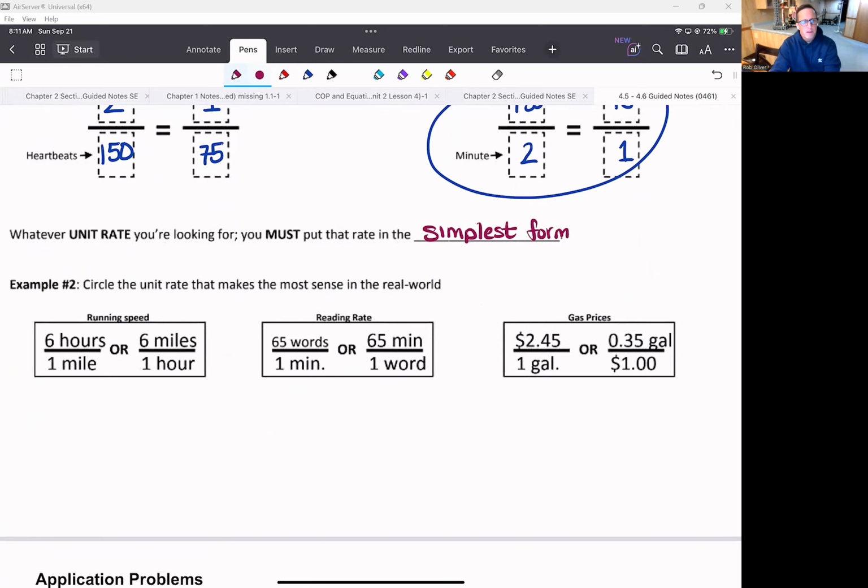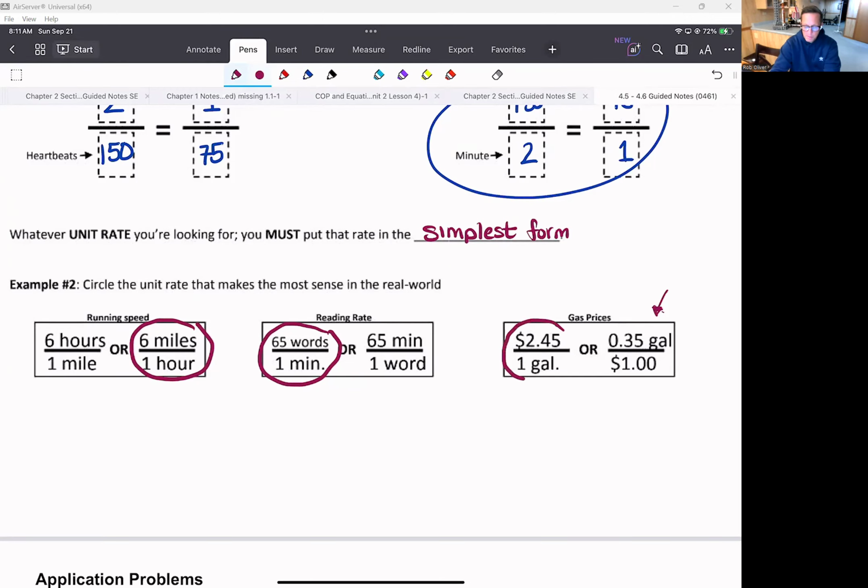All right, so running speed. It takes 6 hours for you to run 1 mile or 6 miles per hour. This probably makes more sense right here. Reading rate, 65 words per minute or 65 minutes for 1 word. Probably this right here. Gas prices, well, we all are familiar with that. $2.45 per gallon or 35 hundredths of a gallon for $1. I've never seen a gas station that advertises how much gas you can get for $1. I guess you could do it that way, but you just don't see that.